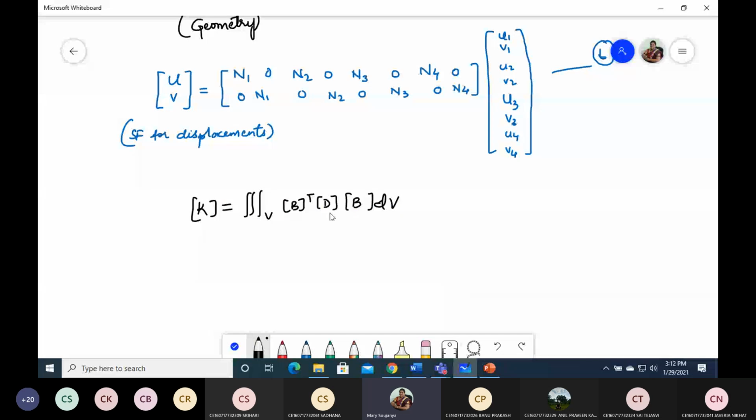In here, the D matrix we can get depending upon the plane stress condition or plane strain condition. But in the B matrix, we have derivatives of shape functions, either with respect to x or with respect to y. But what is x comma y? They are the global system.